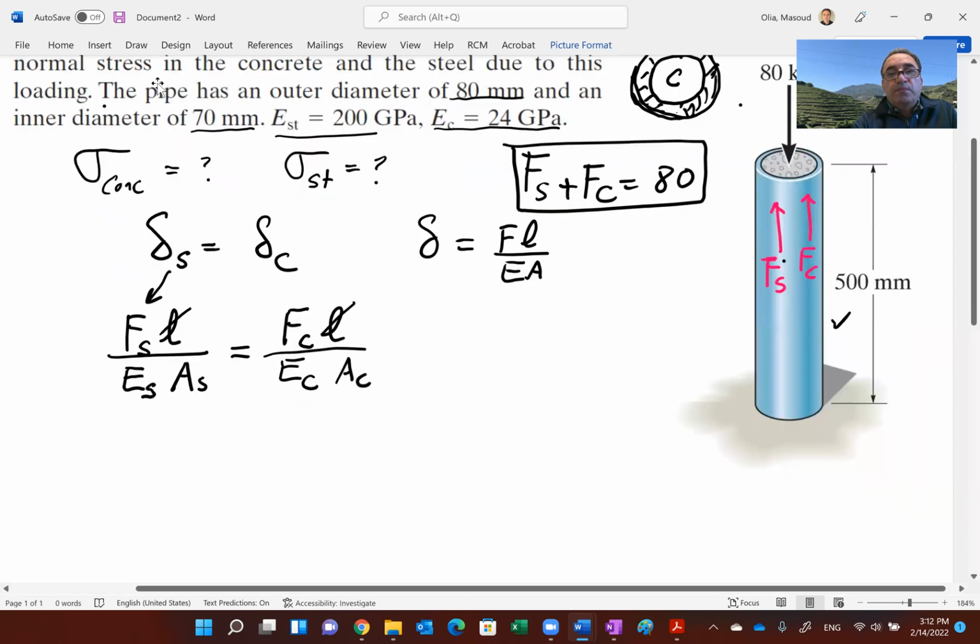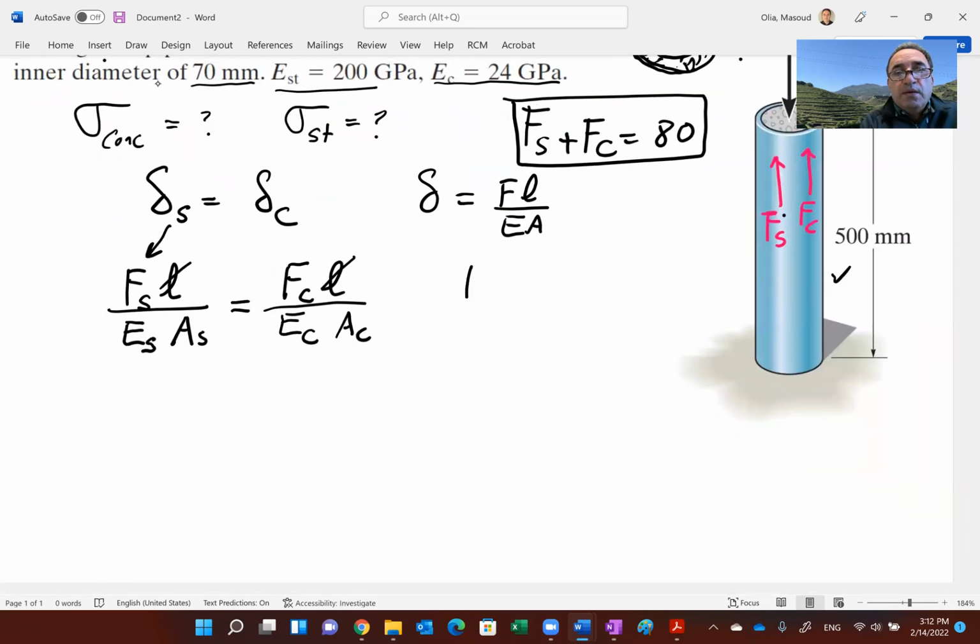All right, so look, guys, F sub S. Now, remember, this is just a ratio. So for the steel, we have 200 gigapascal. I'll just put 200 because the 10 to the 9 is going to get canceled. Similarly, for the concrete, we have 24 gigapascal. Again, if I put 10 to the 9, it's going to get canceled.